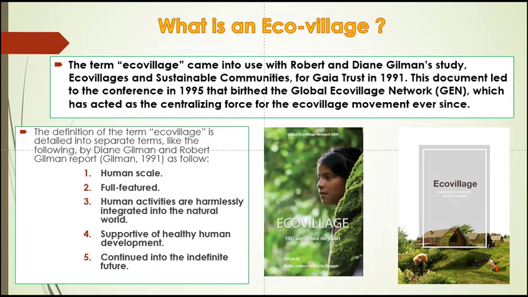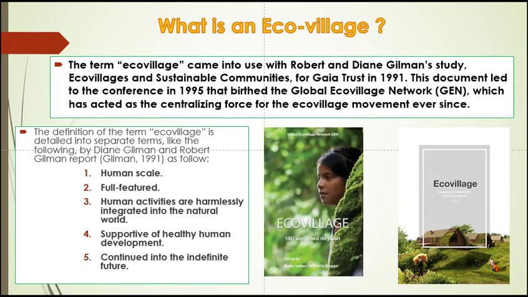The definition of the term ecovillages is detailed into separate terms by Diane Gilman's and Robert Gilman's report as follows. Human scale implies that the community is limited in size to where people can know and be known by others in the community, and each person feels he or she has the opportunity to influence decisions in the community. Opinions on how many people human scale might include a range of 100 to 500 individuals.